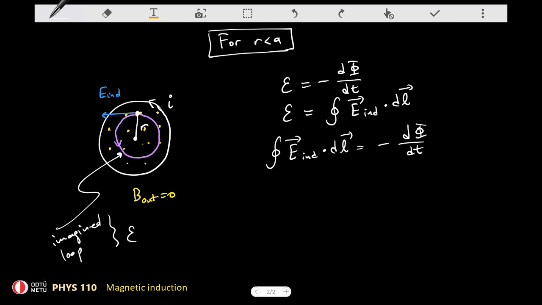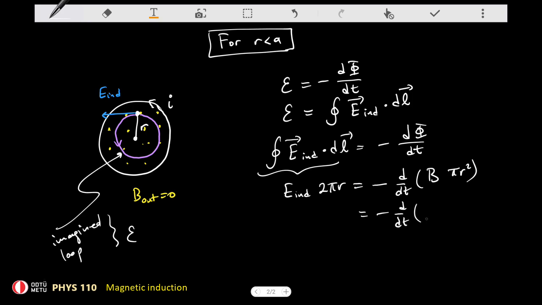So in this case, because of the symmetry properties, I can express this line integral as the magnitude of the induced electric field multiplied with the circumference. For the case of flux, we have the magnetic field multiplied with pi r squared. So as a result, this is the rate of change of the magnetic field.